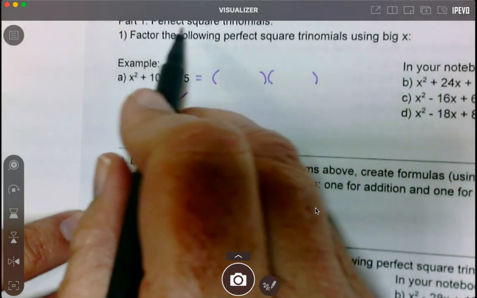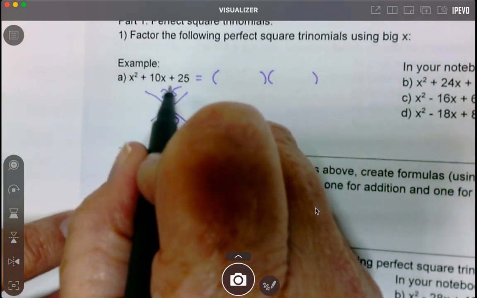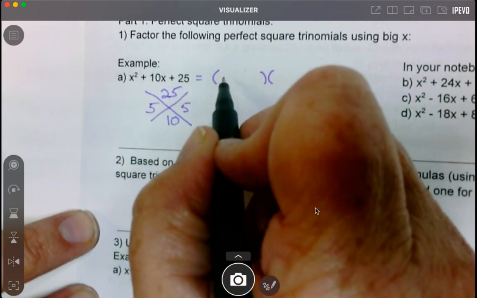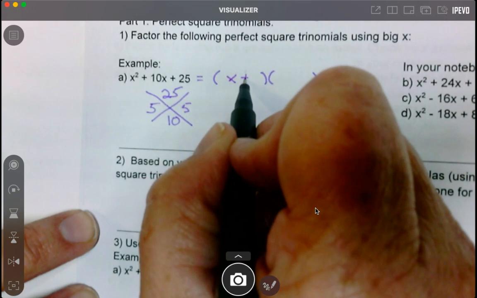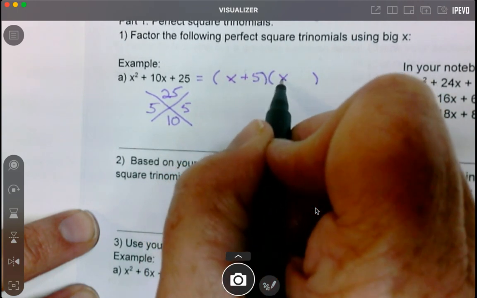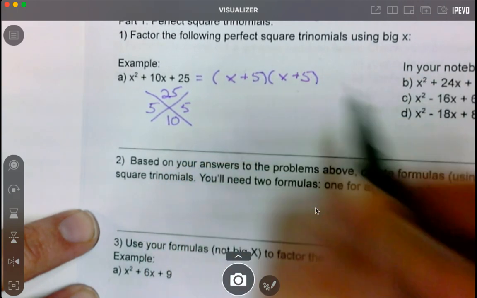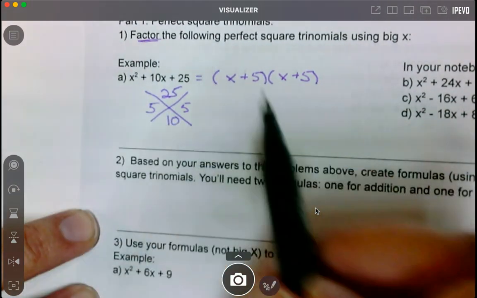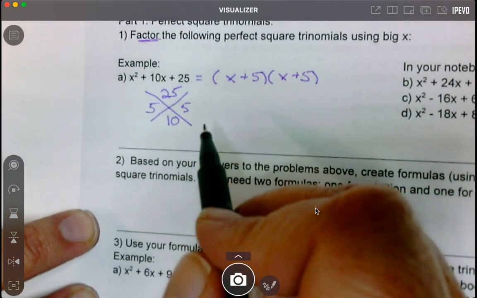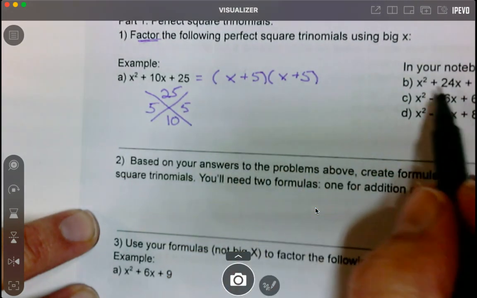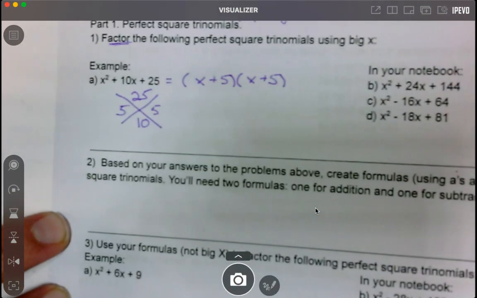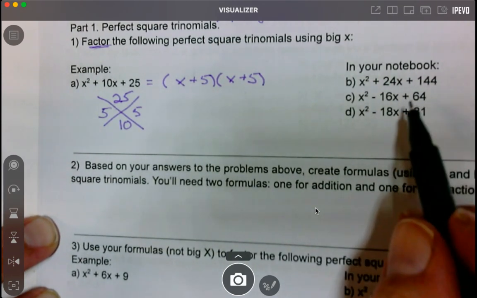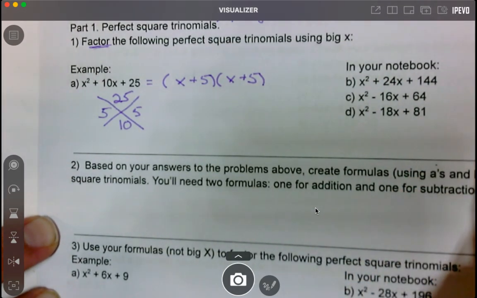Well, since we're talking about perfect squares, we can probably guess that we could square root 25. We'll get 5 and 5. And what we have here is x plus 5, x plus 5. Now we can stop here because the directions say factor, and there was no equal sign in the original problem. So that's what you're going to do for B, C, and D. And I'll show those here in case you're somebody who doesn't have the worksheet. You could pause and copy these down.